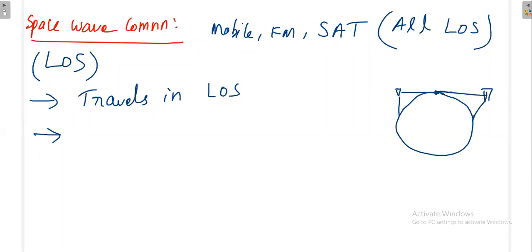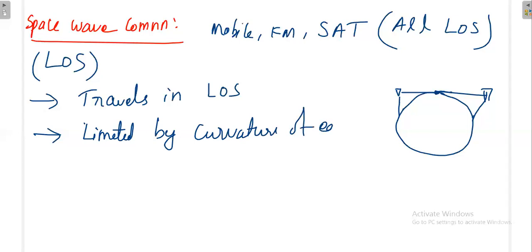So the line of sight distance is decided by both the transmitting antenna as well as the receiving antenna, because the line of sight distance is limited by the curvature of the earth. If there is no curvature, simply it can go to infinite distance. So line of sight is generally limited by the curvature of the earth.